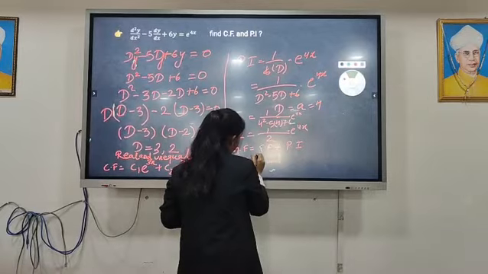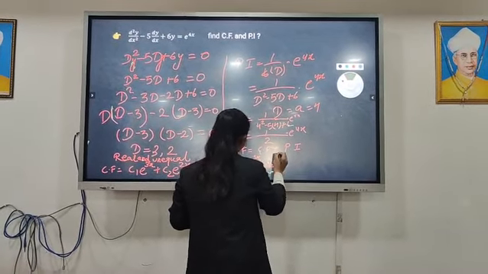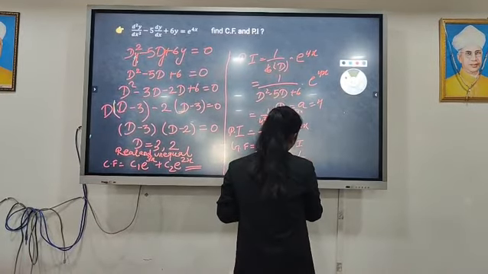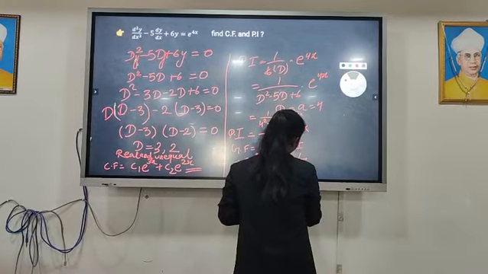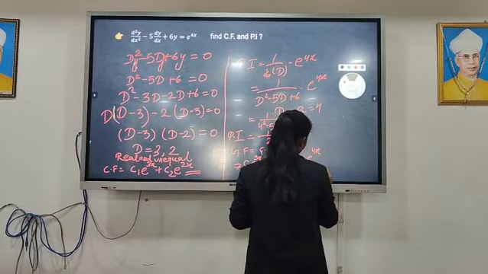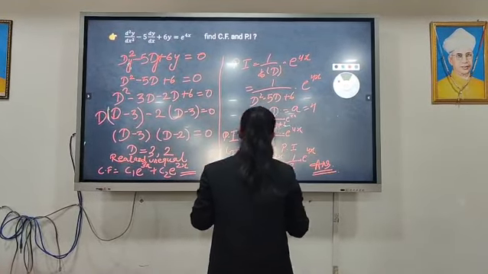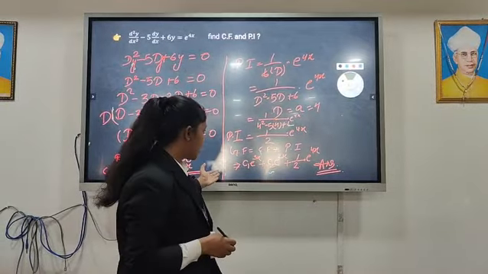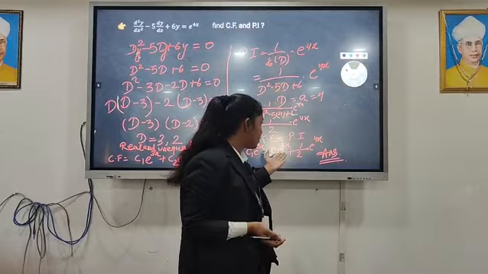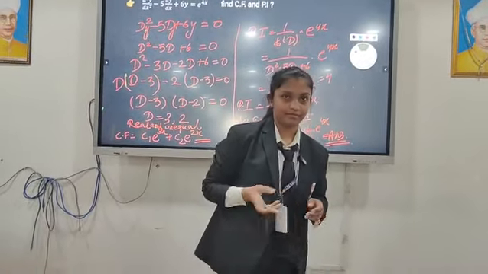c1 into e to the power 3x plus c2 into e to the power 2x plus 1 by 2 into e to the power 4x. We got the final equation, that is c1 into e to the power 3x plus c2 into e to the power 2x plus 1 by 2 into e to the power 4x.